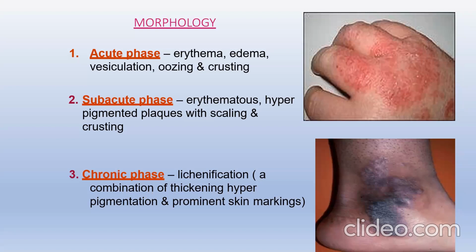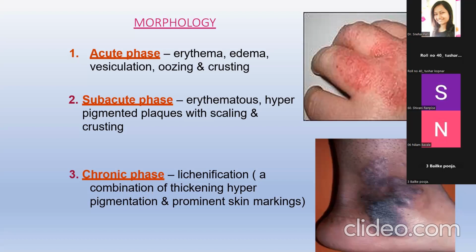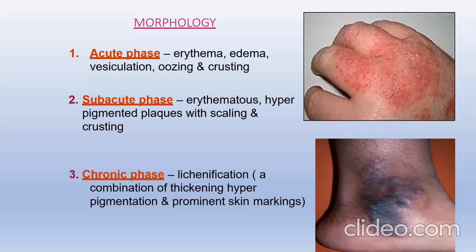And the third one is the chronic phase, that is lichenification. What is lichenification? It is a combination of thickening, hyperpigmentation, and prominent skin markings. You can see it in the second image.